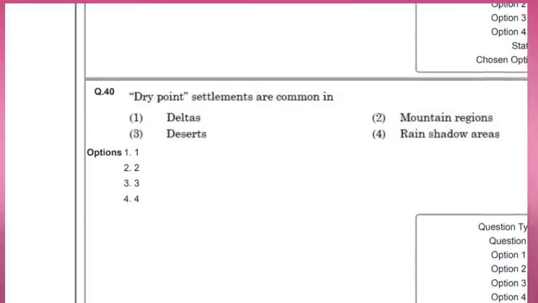And next question: dry point settlements are common in deltas, deserts, mountains, or rain shadow areas. The mountain region is the correct answer. Dry point settlements are basically in mountain regions. Option 2 is the correct answer.